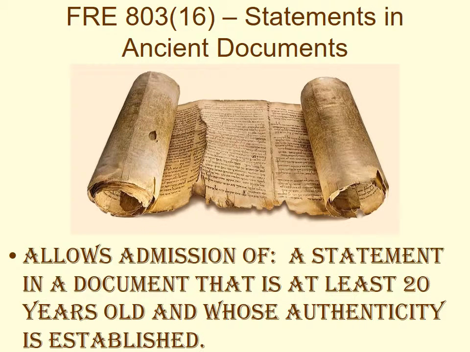Okay, so the last 803 exception I'm covering is the ancient document exception in Rule 803.16. I think this is a really good one to test on because it's sort of easy and straightforward. So the basic idea here is that admitting statements from a document prepared by someone years and years ago that predates the current case or controversy is relatively safe.